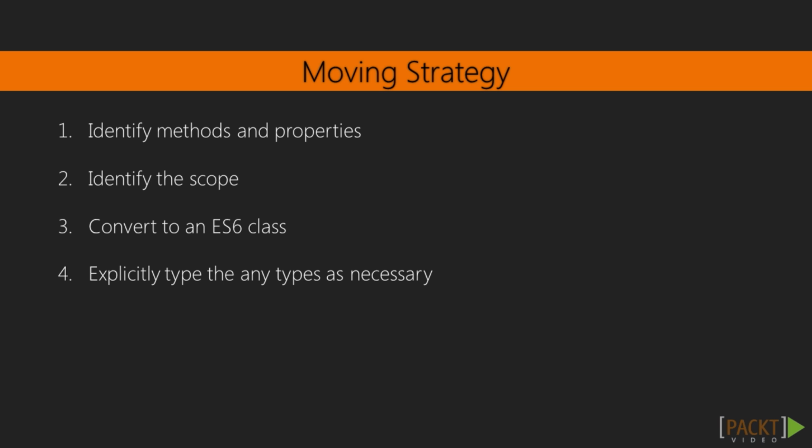So what's the strategy we're going to use for converting our JavaScript class-like code to using ES6 classes in TypeScript? Well, first we'll identify the methods and properties. Second, we'll identify the scope of our methods and properties, for example, if they should be private, public, or protected. Third, we'll convert everything to an ES6 class. And finally, since we're using TypeScript, we'll explicitly set the type information for any implicit any types, as required by our coding standard.